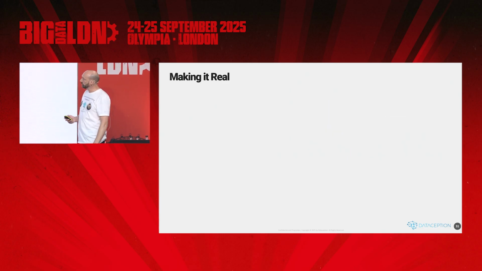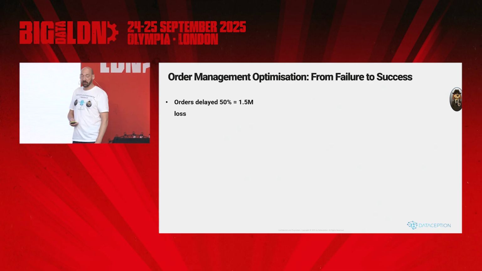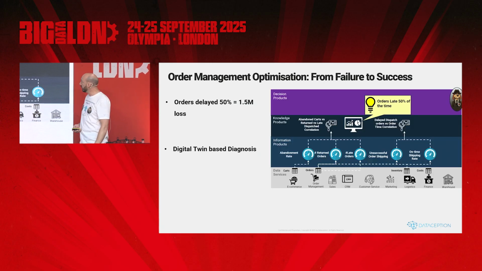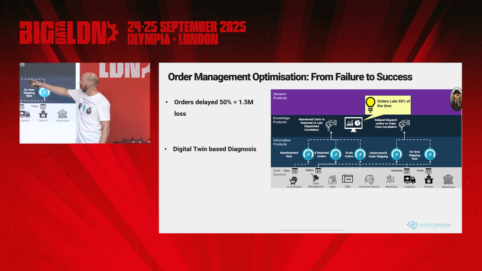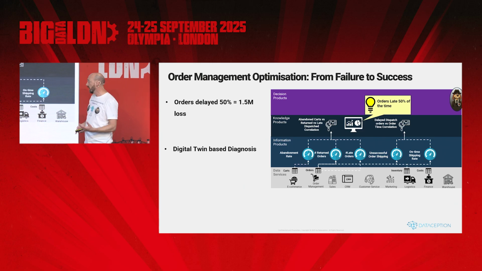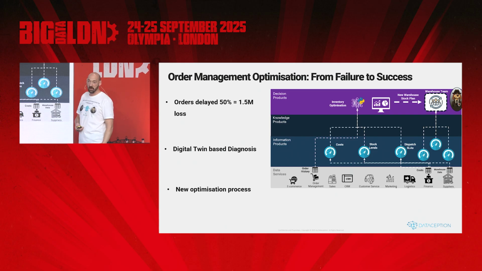So, making it real. Here's an actual use case that we did. This is an order management optimization, and we approached it from a diagnostic perspective. The customer had 50% of their orders delayed, which cost them 1.5 million. We didn't know what was happening, so we built a digital twin based on the loss. We built some metrics, put a correlation product and a dashboard on it, and they found out that one of the warehouses was running late. So we then built up an inventory optimization platform.